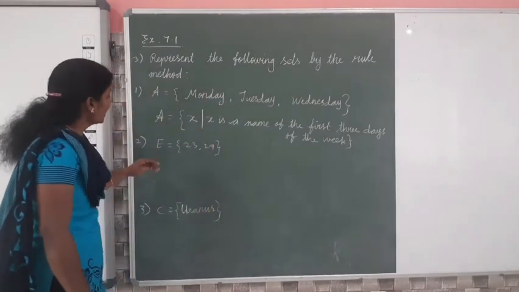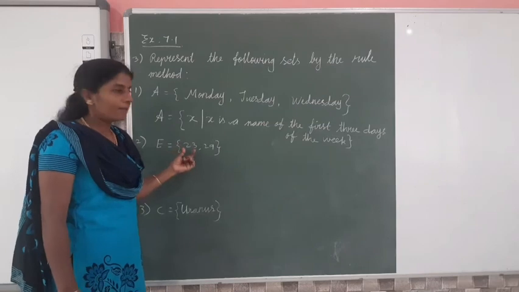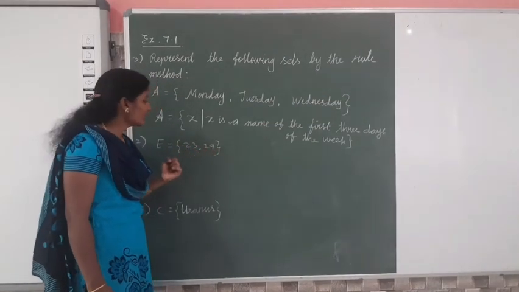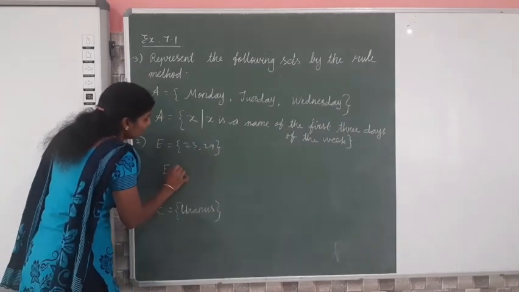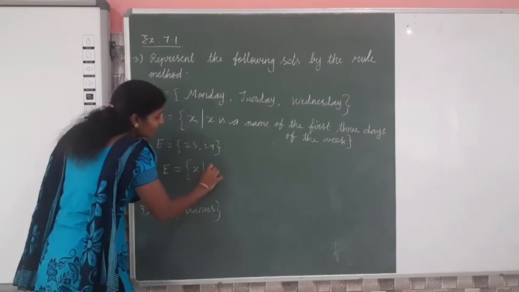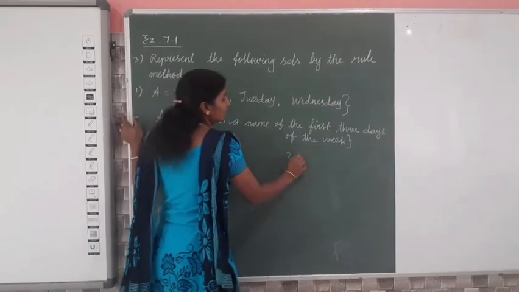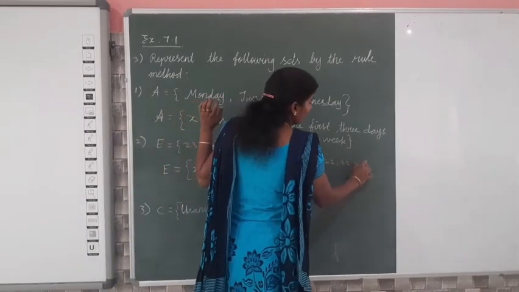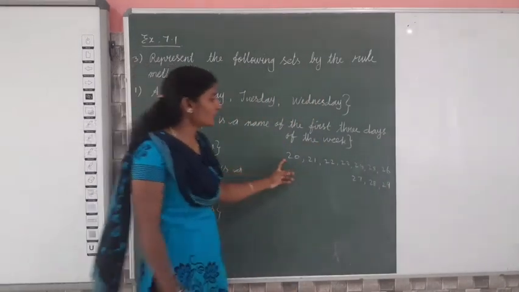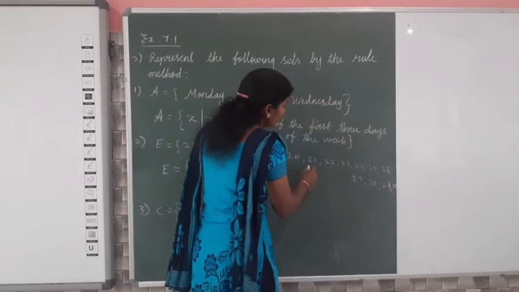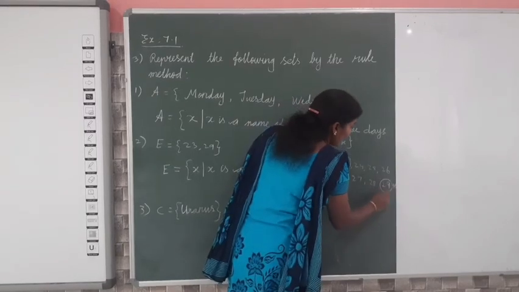Okay. Now, second one. E is equal to 23 and 29. Now listen here. 23 is a composite or prime number? Prime number. 23 is a prime number. So we can write this, 23 and 29 is a prime number. So we can write in rule method, E is equal to X such that X is here. Now listen, here 20 to 30: 20, 21, 22, 23, 24, 25, 26, 27, 28, 29. Here, what are the prime numbers between 20 and 30? 23 is a prime number. Then 24, 25, 26, 27, 28 are composite. Then 29 also prime number.